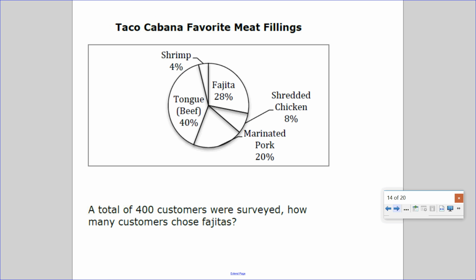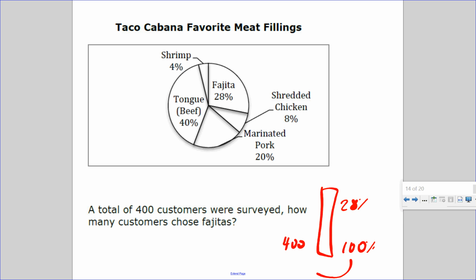So now let's go to Taco Cabana, one of my favorite places for breakfast. So these are the favorite meat fillings. People love eating lengua, or tongue. Some people like shrimp, fajitas, shredded chicken, and marinated pork. A total of 400 customers were surveyed. That's everybody, which is 100%. That means how many customers chose fajitas? Fajitas were selected by 28%. So what's the relationship from 100% to 400%? Times 4. So 28 times 4 is 112 people out of 400 people would have selected fajitas.